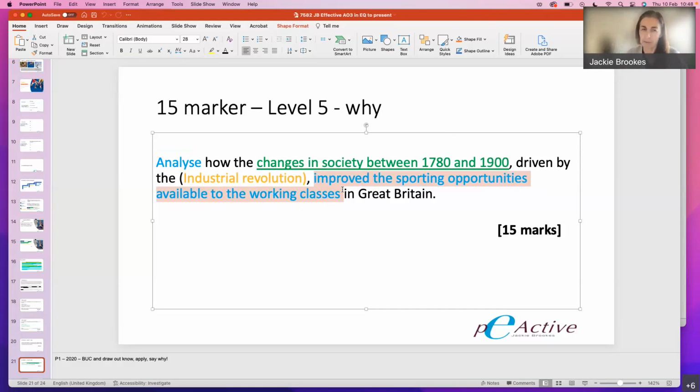Most learners will look at that and think that's knowledge. I've learned this, I know this, but you're still going to get credited as AO3, because that in this instance is the say why. That's what you're identifying the characteristics of.